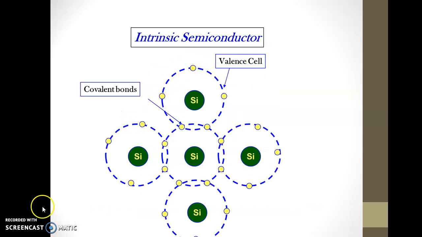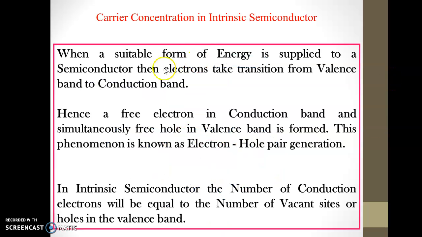And in intrinsic semiconductors, we are not adding anything. We have only silicon, and all the silicon has 4 valency. But what happens is when the temperature is increased, the bond will be broken and free electrons will be ejected. This is the valence shell, and the electrons present here we call covalent bonds. When a suitable form of energy is supplied to the semiconductor, electrons take transition from the valence band to the conduction band. Hence, a free electron in the conduction band and simultaneously a free hole in the valence band are formed, and this phenomenon is known as electron hole pair generation.